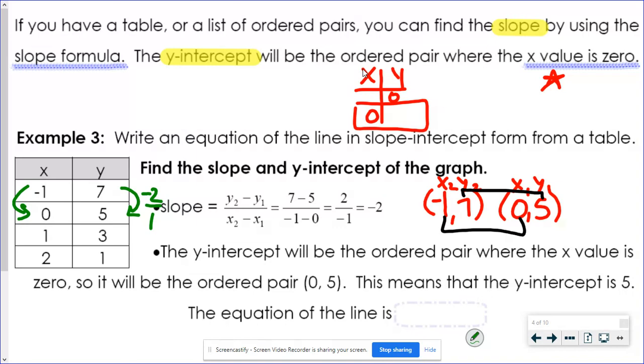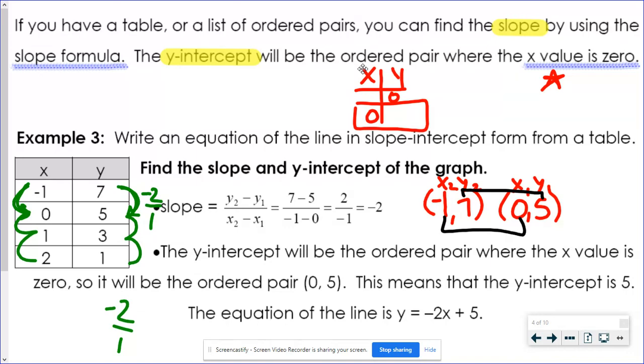And remember, I don't care which ordered pairs you pick. You could pick any of these ordered pairs. Every single time, it's decreasing by 2, decrease by 2, decrease by 2, negative 2, increase by 1, increase by 1, increase by 1. Okay? So we know that our slope is negative 2. We know that the y-intercept is 5. I could just put those two numbers into the right place. Y equals negative 2x plus 5.